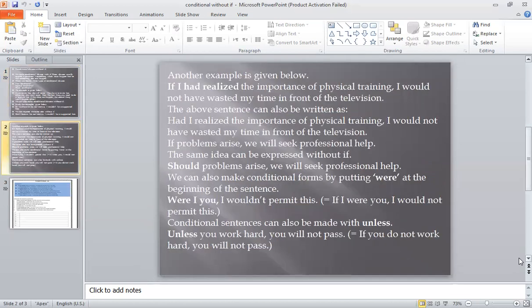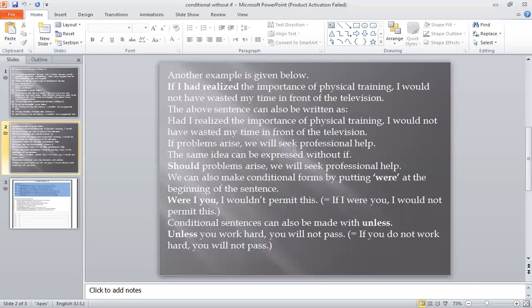Another example is given below. If I had realized the importance of physical training, I wouldn't have wasted my time in front of the television. The same here: had I realized the importance of physical training, I wouldn't have wasted my time in front of the television. Now, if problems arise, we will seek professional help. Here we talk about the first conditional: if problems arise, present simple, we will plus verb infinitive form.